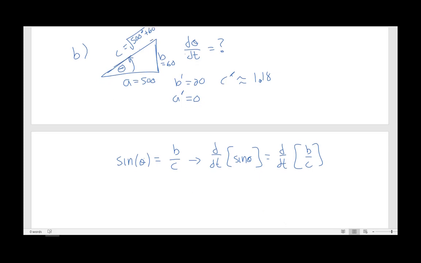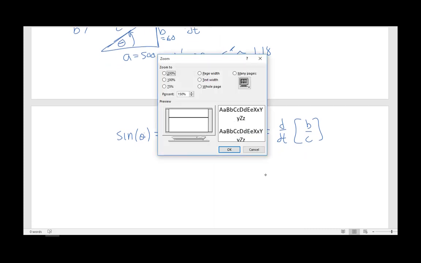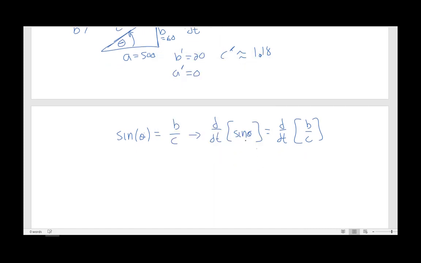So let's see, if I differentiate with respect to time here, we have derivative of sine is cosine, and then times the derivative of the inside. And I'm going to have to do a quotient rule here. So I'm going to have bottom times derivative of the top minus top times derivative of the bottom, all over the bottom squared.